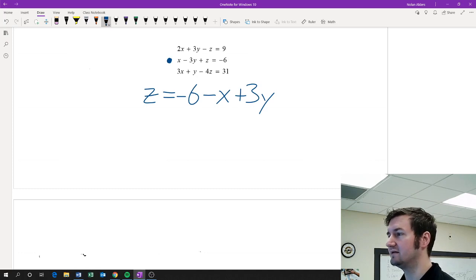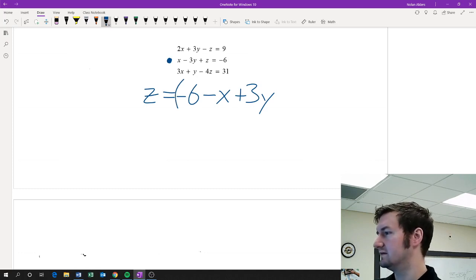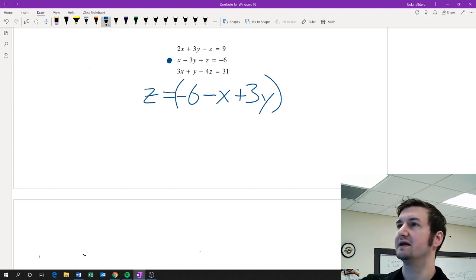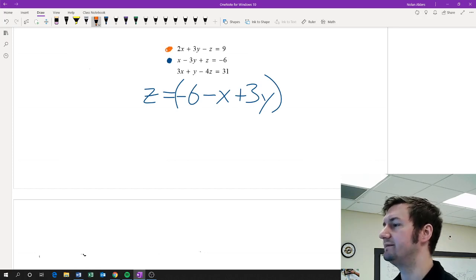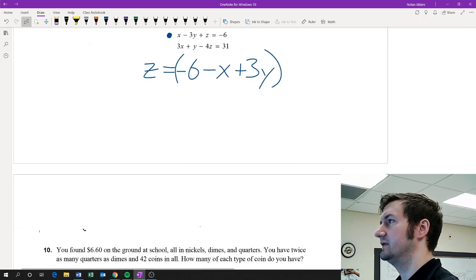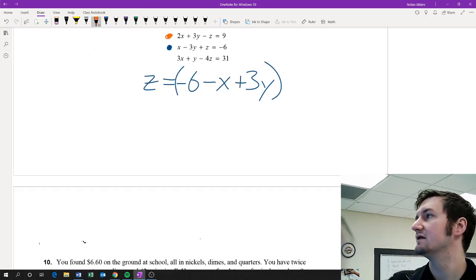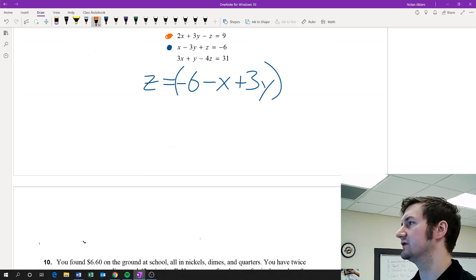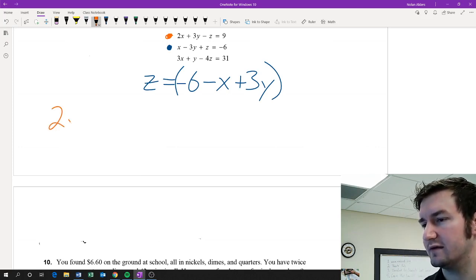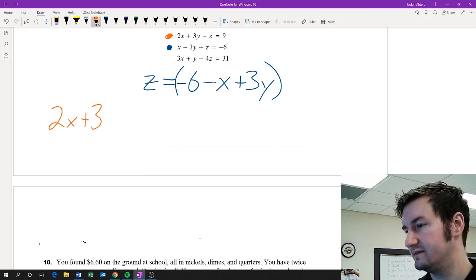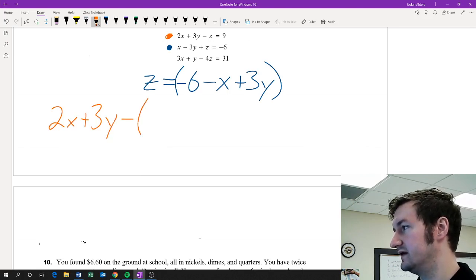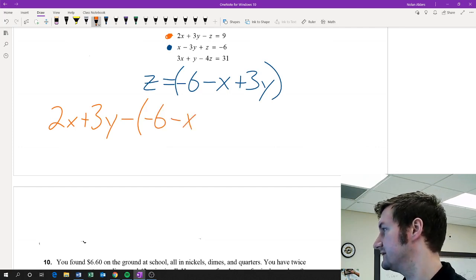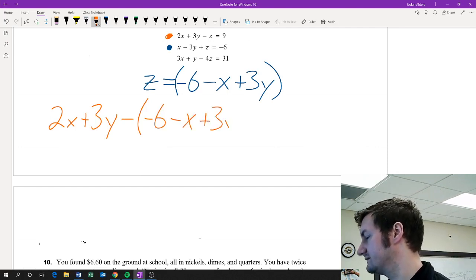Now we can take that value for z, this expression for z, and substitute it into the first equation and into the third. So let's substitute it into the top equation first. We'll put that in red. I'm going to give myself a little more space here. So let's do this, substituting that in for z. We'll have 2x plus 3y minus, and then all of our z, which is negative 6 minus x plus 3y.